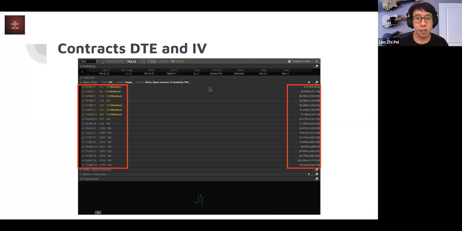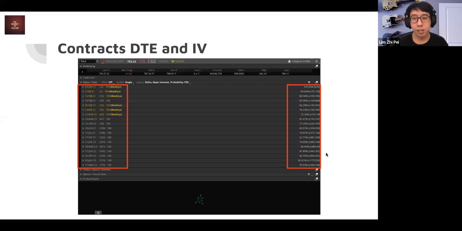So in your account, this is an example, the Tesla stock, TSLA. In the options chain down here, on the left side, you will see the contracts and DTE. This shows all the dates to expiry of the contracts, and the bracketed number is how many trading days are left before it expires.